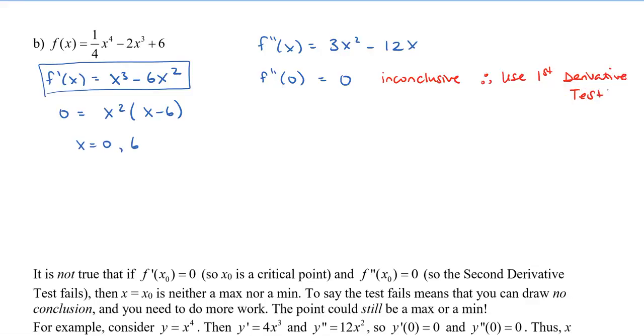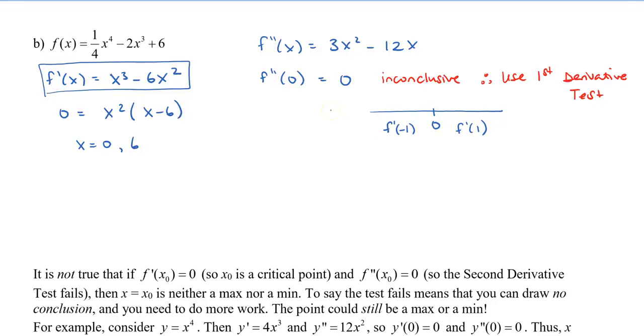Okay, so I'm going to come back to that one. Actually, you know what? Let's do this now since we're already here. So remember how this works. We plot 0, and we're going to test a number on either side of 0. So let's say we have an f prime of negative 1 and f prime of 1.